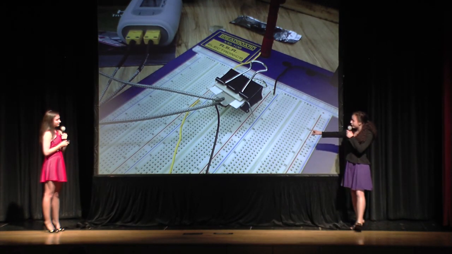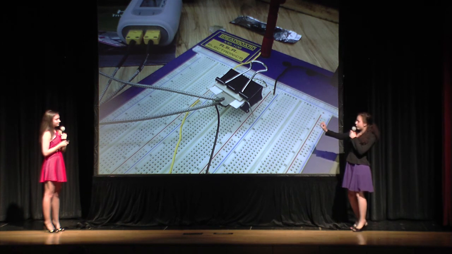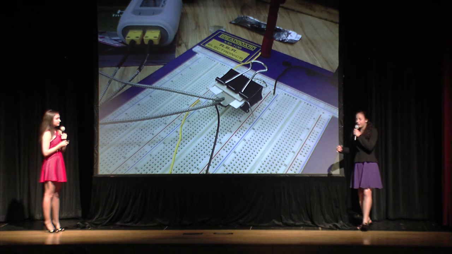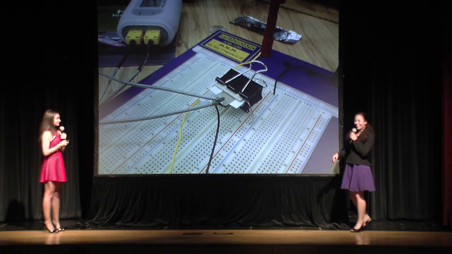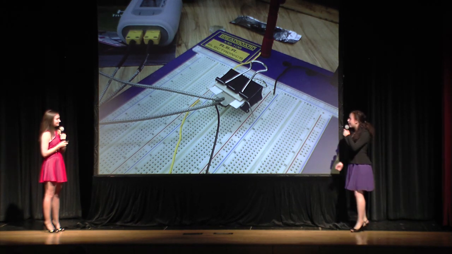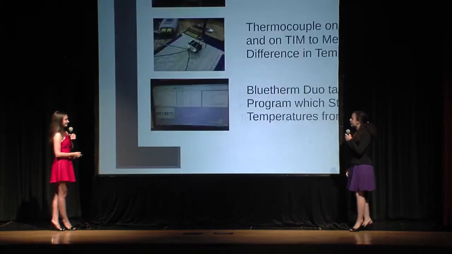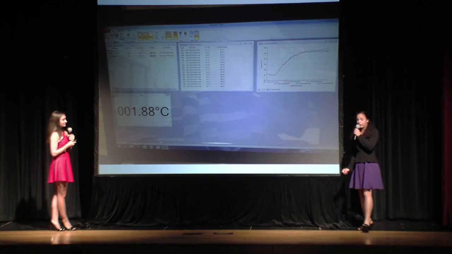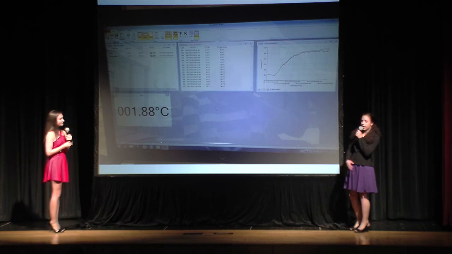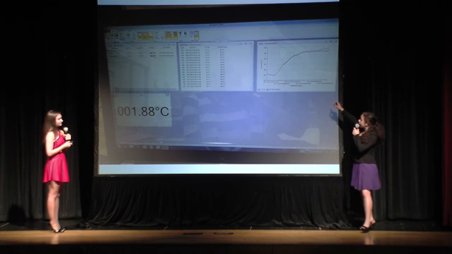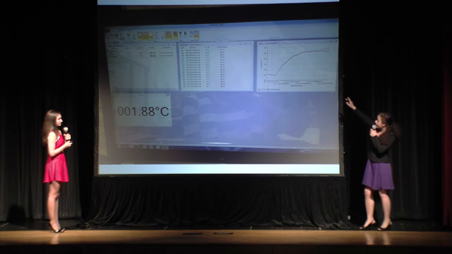We have our power resistor on the bottom with two thermocouples around each side of the TIM just to measure the heat transfer through the material, and just a binder clip just to hold it all together. And we also use the Blue Therm Duo program, which I mentioned earlier. And it just helped us analyze our data. And as you can see in this graph, there's a difference between the two lines.